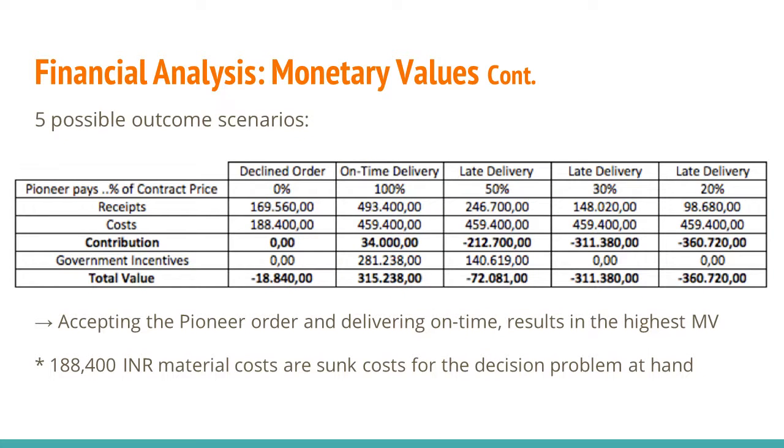There are five possible outcome scenarios for Dhawan in this case. Based on a sunk cost of 188,400 rupees, if Dhawan declines the order, he makes a loss of 18,840 rupees. If Dhawan accepts the order and delivers on time, 100% of the contract price would be paid by Pioneer, resulting in a total monetary value of 315,238 rupees.